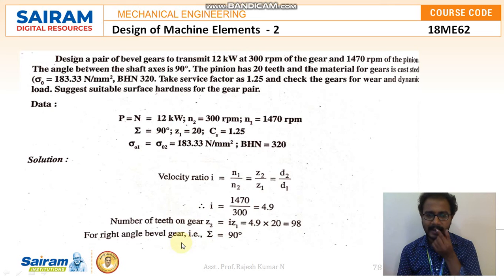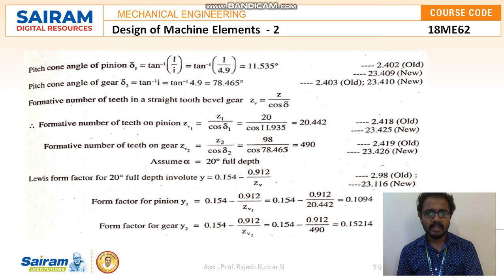And since it is a right angle bevel gear, 90 degrees, it is basically a miter gear. So first let me find delta 1 and delta 2 for the miter gear. The formulas are 23.409 for delta 1 and 23.410 for delta 2. So delta 1 is tan inverse of 1 by I, that is 7.535 degrees, and for delta 2 it is tan inverse of I, that is 78.465 degrees.